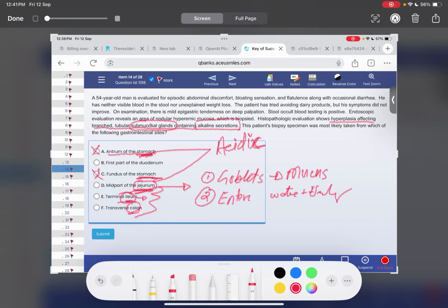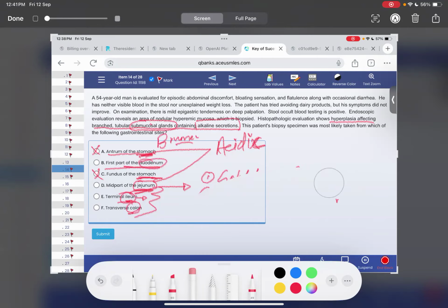So the first part of the duodenum contains the submucosal glands. What is the name of that gland? Brunner glands. Yeah, Brunner gland. Perfect. So the Brunner glands are present in the duodenum. Basically, there are two types of secretions present in the duodenum. Number one, what the Brunner gland secretes.